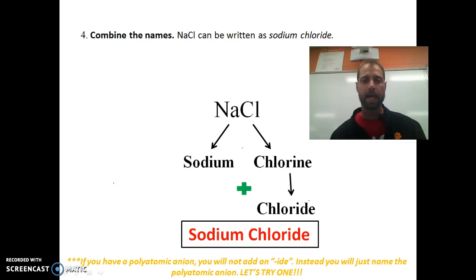Finally, we combine the names. NaCl can be written as sodium chloride. If you have a polyatomic anion, you will not add the -ide ending at the end. Instead, you will just name the polyatomic anion. Let's give one a try.